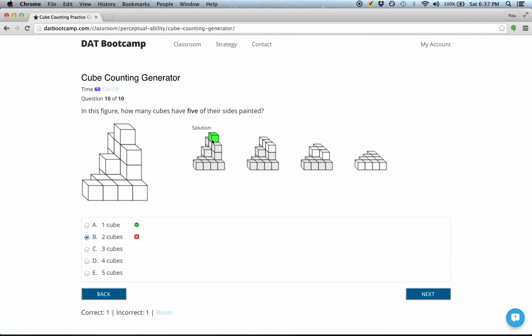So this is the top layer of the cube. This is the third layer of the cube. Here's the second layer of the cube. And this is the final and bottom layer of this cube figure. The cube highlighted in green right here is the cube that the question is looking for.